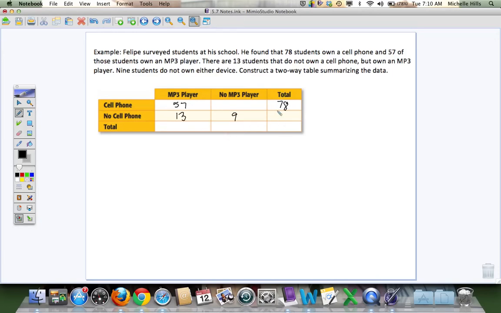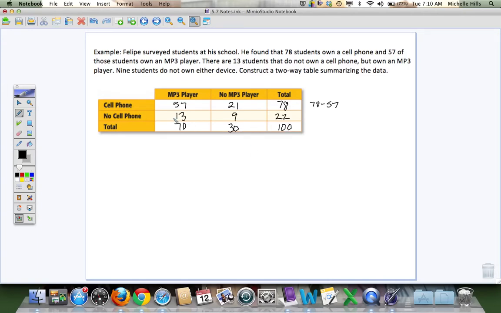If this column is a total, then this is the total of 13 and 9, which is 22. At the bottom is the total of this column. 78 and 22 is 100. This is the 57 plus this number must be the 78, so I can just take 78 minus 57 and know that this needs to be 21. Again, totaling this column, 21 and 9 is 30. 57 and 13 is 70, and just to double check, 70 and 30 would get me the 100.